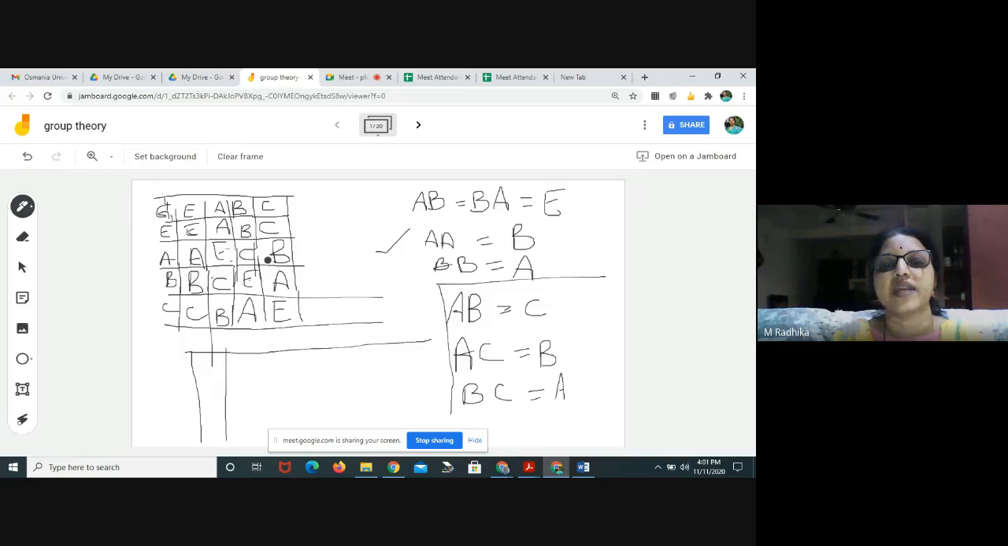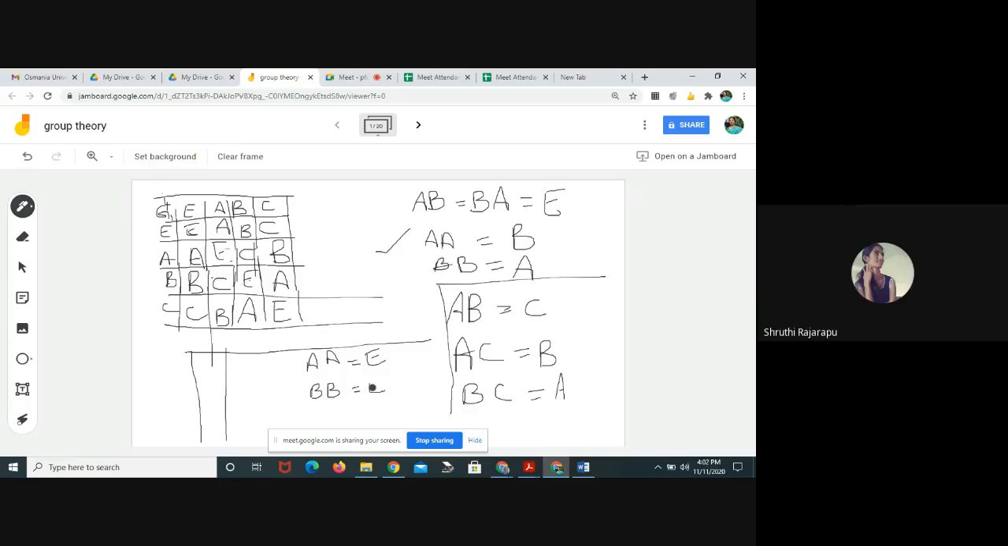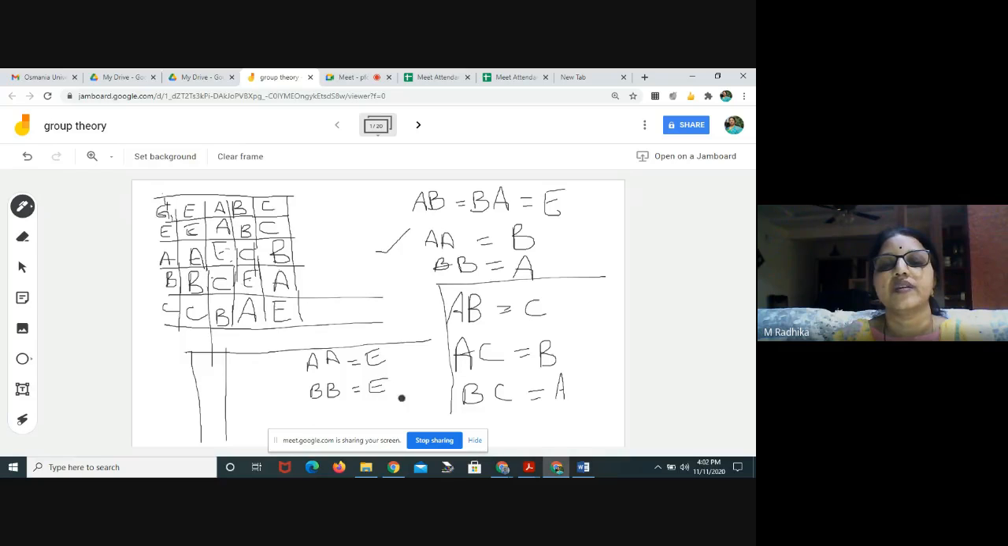So from this table I can write one more rule: A into A, what did I write? A into A is equal to E. B into B, I have written again as E. So these two rules are the rules which we should follow, for this type of writing the G1.